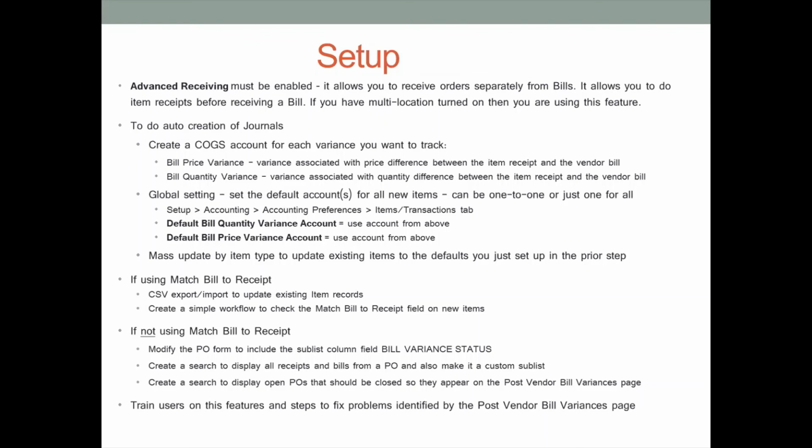When I said it's more complex setup, is that you do a CSV export, import to update your existing item records. And then I highly recommend that you create a simple workflow, I mean like a 15-minute workflow to check the match bill to receipt field on all new items. If you're not using match bill to receipt, then I highly recommend that you add this bill variance status. And you can also use that to help with your search that you need to create to find open POs that should be closed. And you also need to create that search to display all receipts and bills, or make a custom sublist to be able to do your analysis.